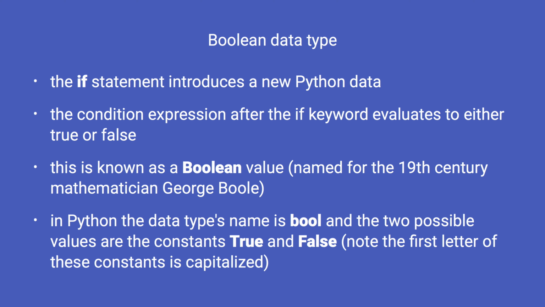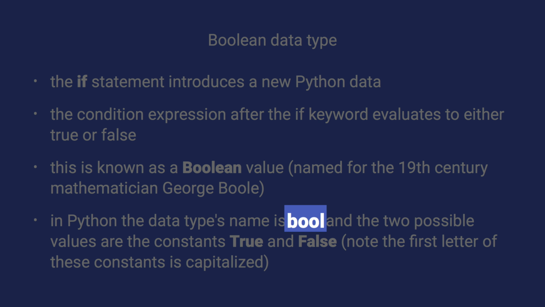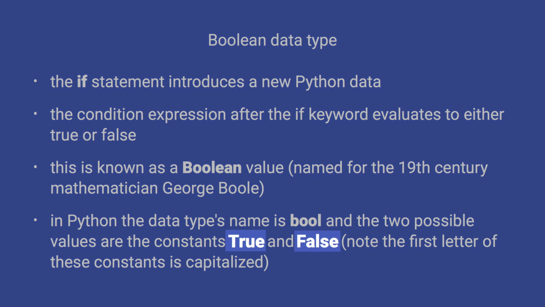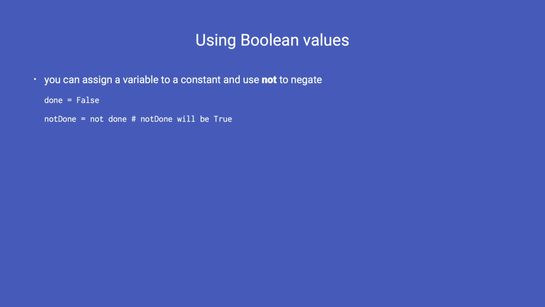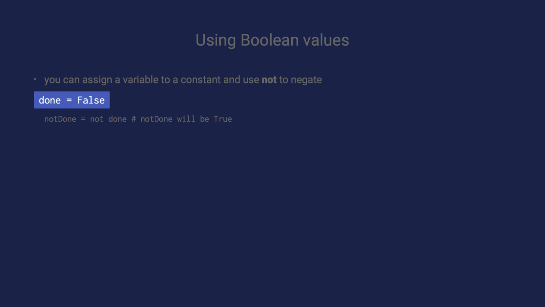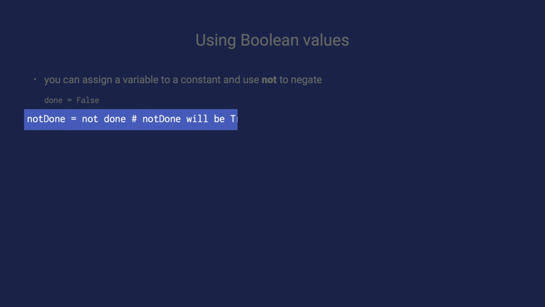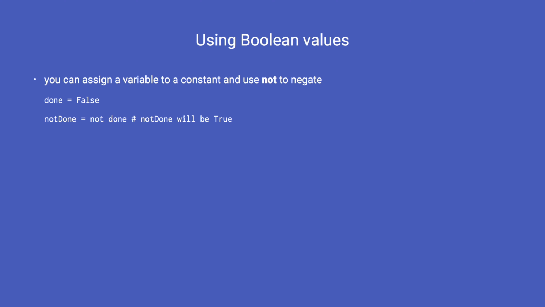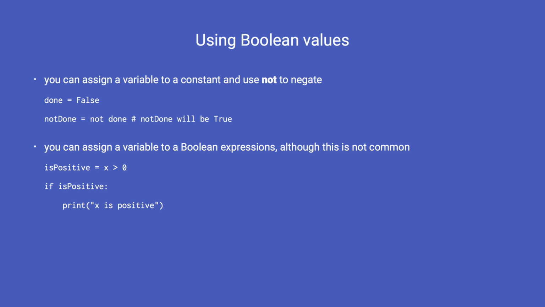An expression or variable of type bool has one of two possible values, True or False. These are constants in Python, and the first letter is capitalized. Note the names of types in Python are not capitalized, but constant values are capitalized. You can assign a variable to a bool constant, and you can use not to negate the value of a boolean expression. As you should expect, not False is True, and not True is False.